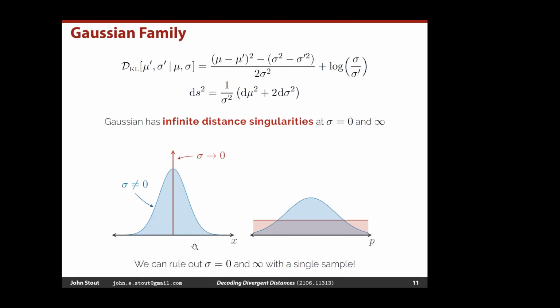Can I ask a question? Yeah. Can you just give some intuition for why this should be an infinite distance singularity, whereas the coin flip was a finite distance? Because they seem very similar.